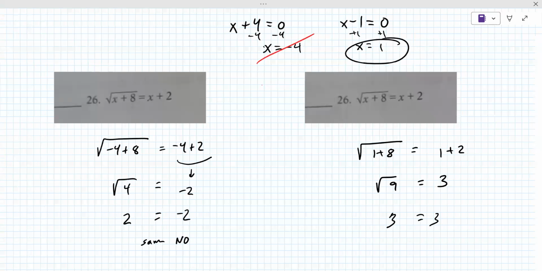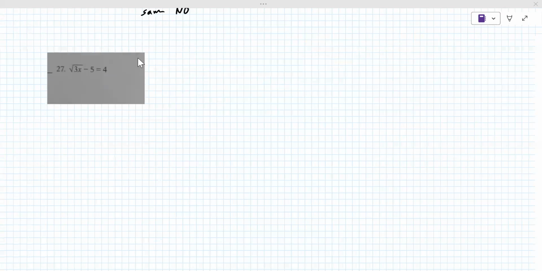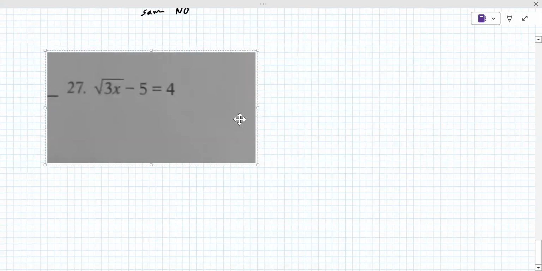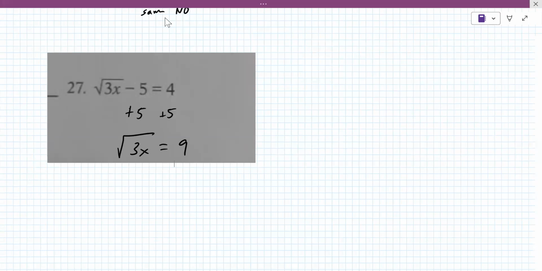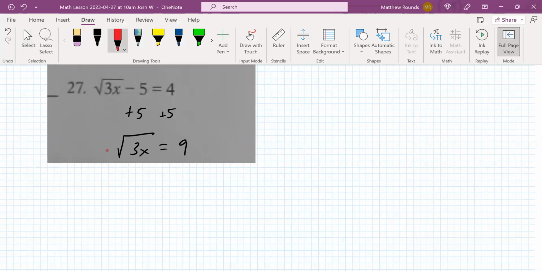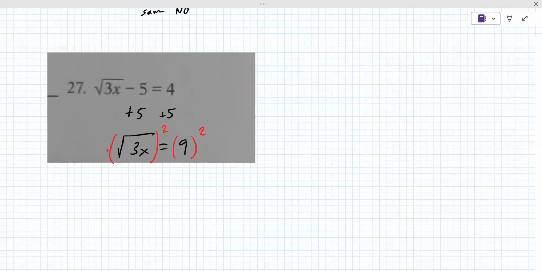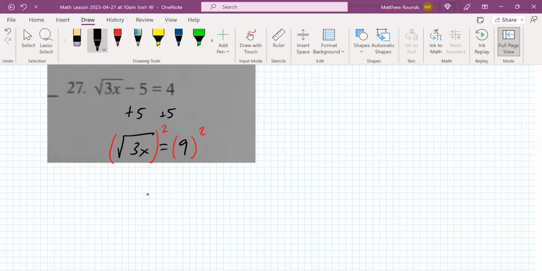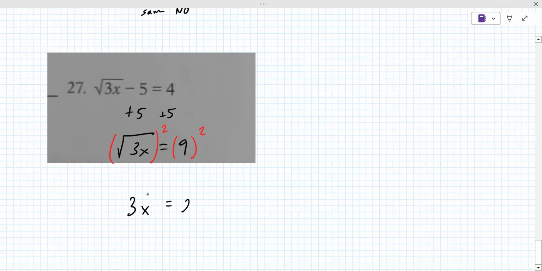Okay, let's look at 27 here. I think this is the last one on this page. Is that right? Yes. So the first thing here is we're going to add 5 to both sides. So it's the square root of 3x equals 9. And then like we've been doing in the previous problems, we're going to square both sides. So that's 3x equals 27.